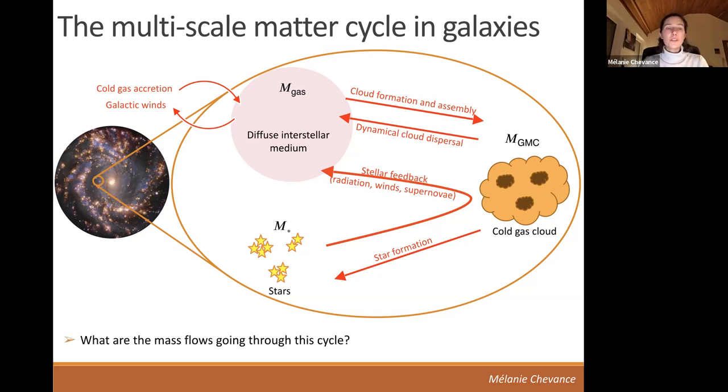But the important questions here that I want to highlight are: what fraction of the diffuse interstellar medium actually turns into cold gas clouds? What fraction of these dense clouds actually turn into stars? And how long does it take for each of these arrows to go from one step of the cycle to the next? In other words, what are the mass flows that are going through this cycle?